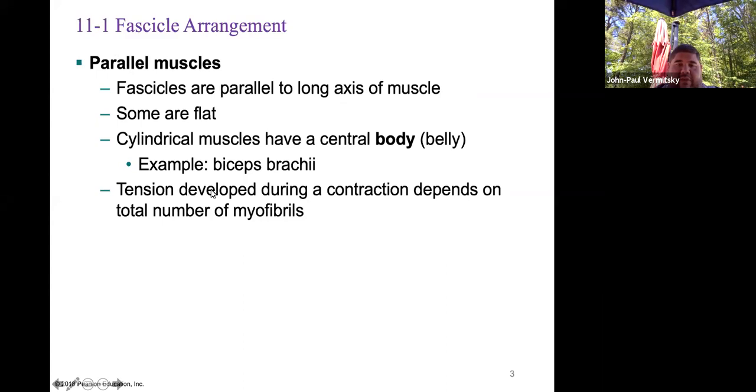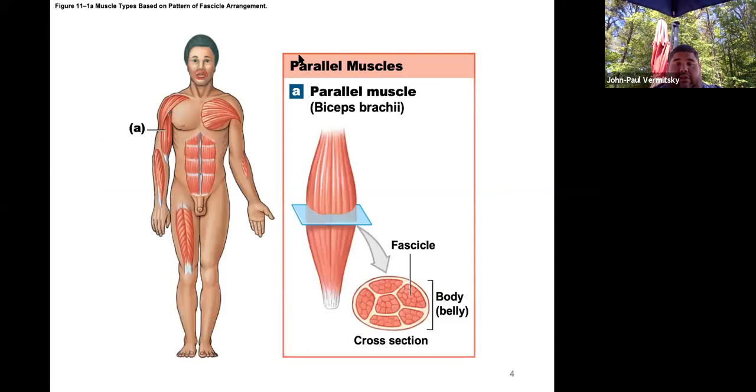The tension developed during the contraction depends on the total number of myofibrils that are present, not the number of muscle fibers. It's how many myofibrils are sort of packed into the muscle fiber. So this would be an example of a parallel muscle, and here you can see all the fibers are just elongated and parallel.